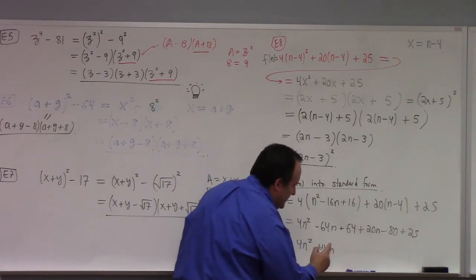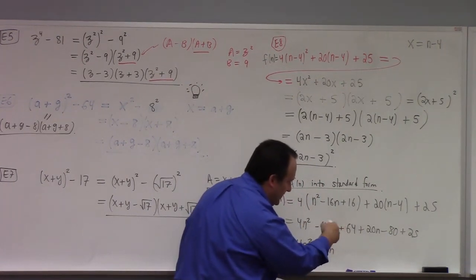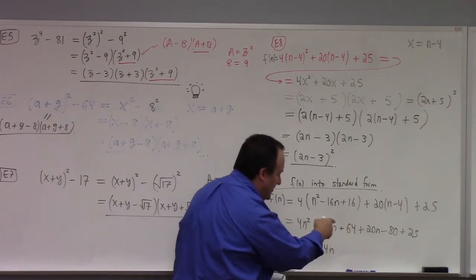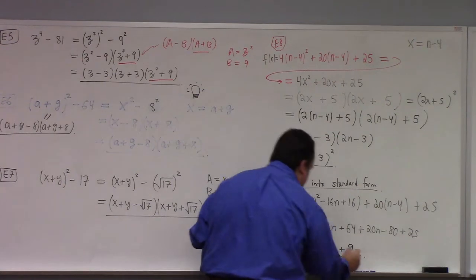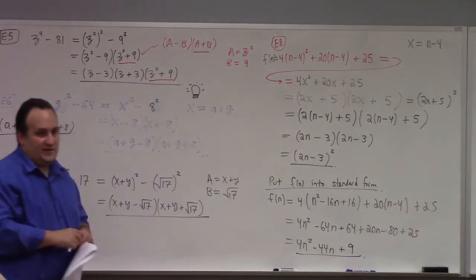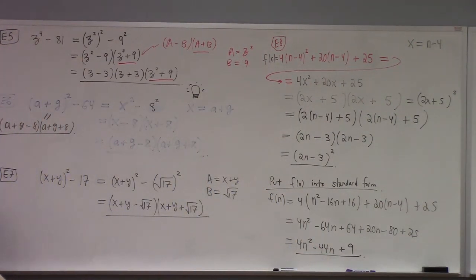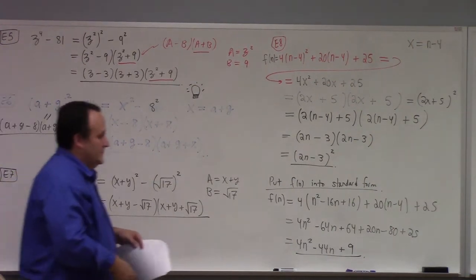What's the constant? 64 plus 25 is 89. 89 minus 80, I think, is 9. So if I haven't made a mistake here, which is questionable, there you go. Multiply it out and put it in standard form. There would be the answer. But that was not the question asked. That would be a different question. Anyway.